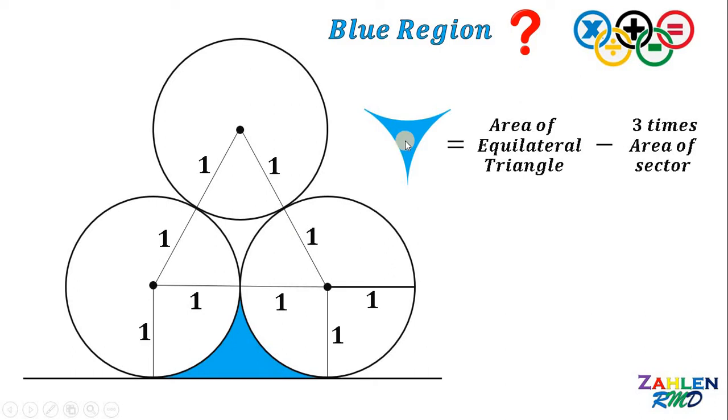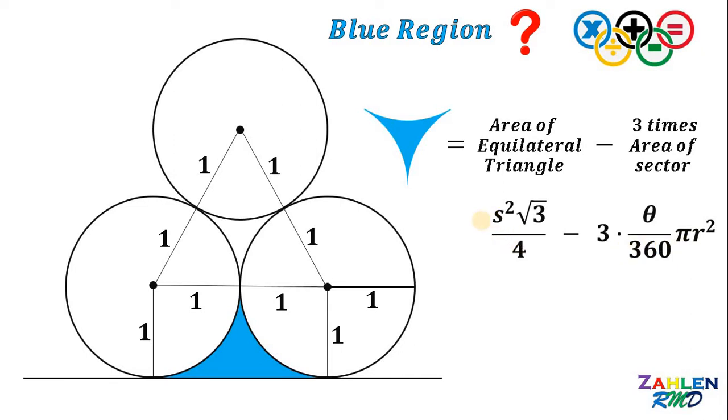Thus, the area of this region must be equal to s squared times square root of 3 over 4. This is the area of an equilateral triangle given its side, minus 3 times the area of this sector, which is equivalent to minus 3 times the area of a sector, which is equal to theta over 360 times pi r squared. Now the question is, do we know the length of the side of the equilateral triangle?